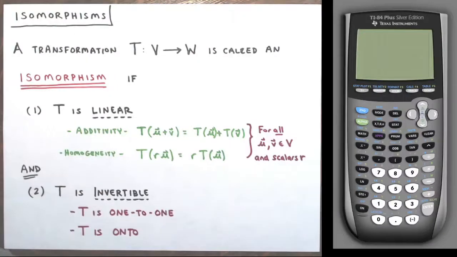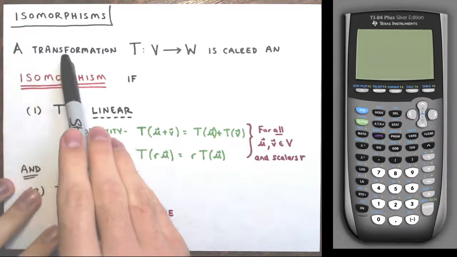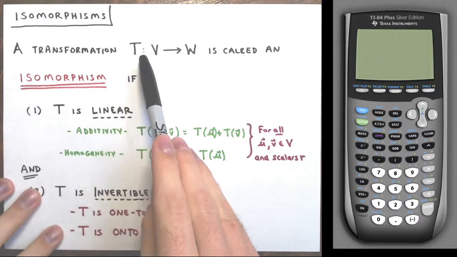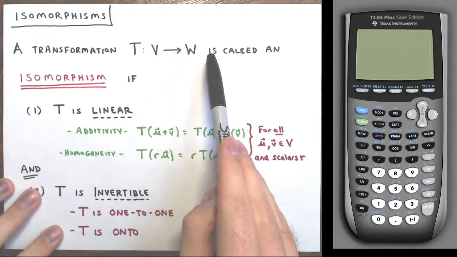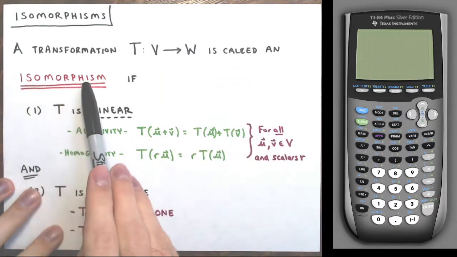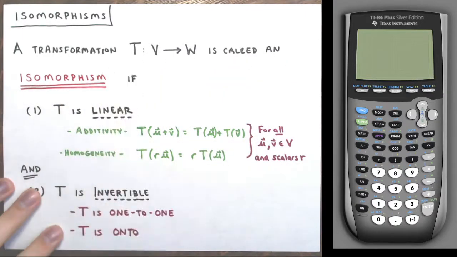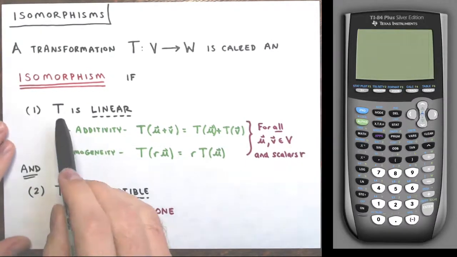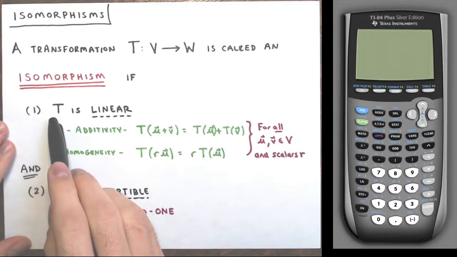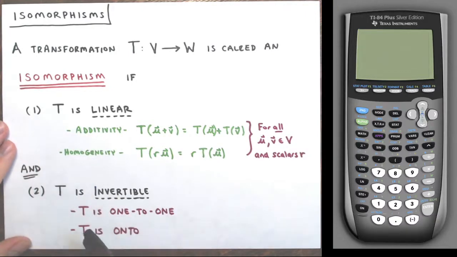So beginning here, I'm talking about what is an isomorphism. A transformation, T, from vector space V to a vector space W is called an isomorphism if the following two things are true, and both of these have to be true. Actually it's four things if you really look at it.